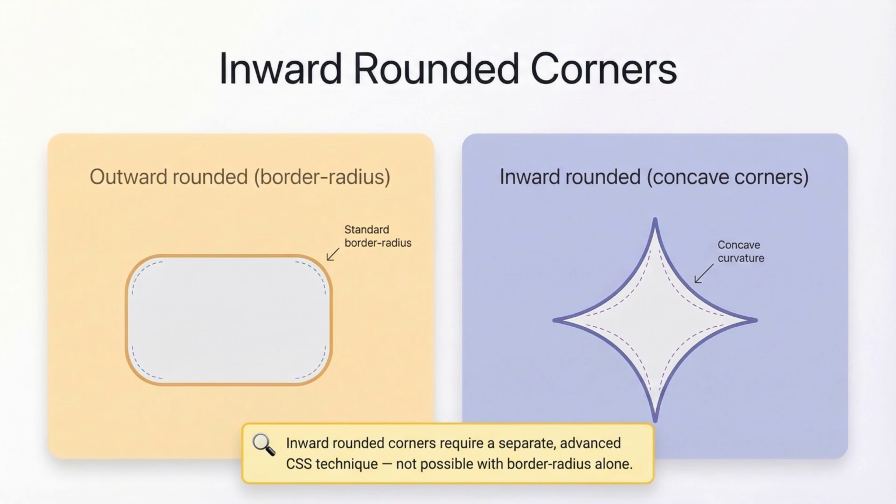Standard border radius only produces outward curves. Achieving inward or concave corners requires more advanced CSS techniques, such as using clip path, SVG masks, or creative use of pseudo-elements. It's worth exploring separately when you need that specific effect.